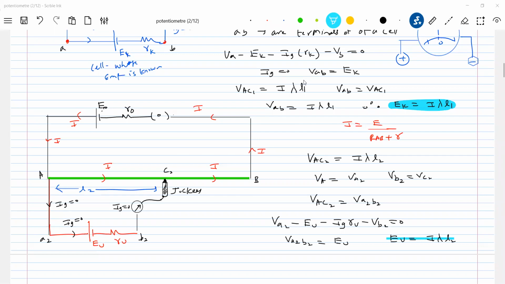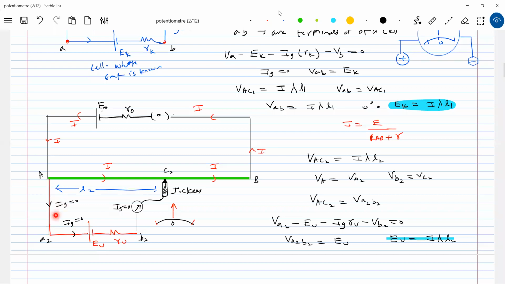The bridge is balanced at one specific value of length L2. What happens? The current through the galvanometer will show zero deflection. The pointer will be at 0 for the galvanometer. Why does no current flow? The reason is that the potential drop VAC2 is equal to VA2B2.